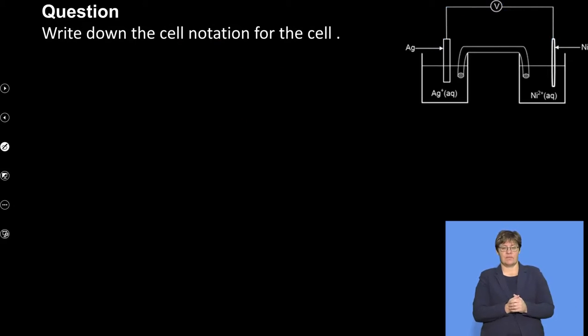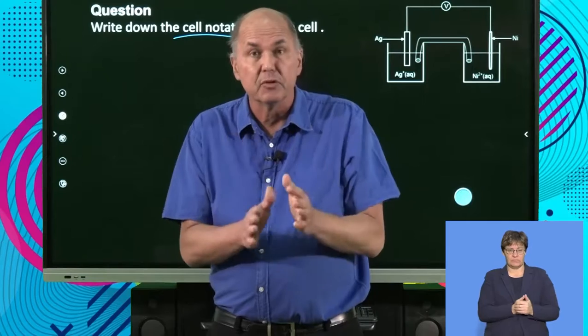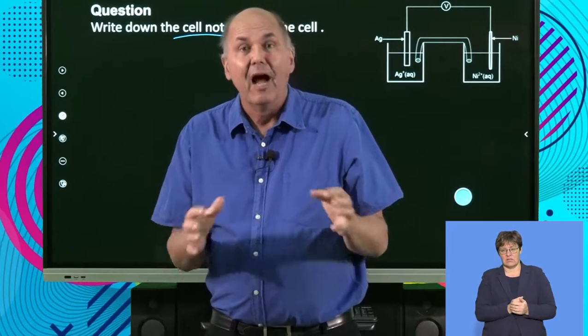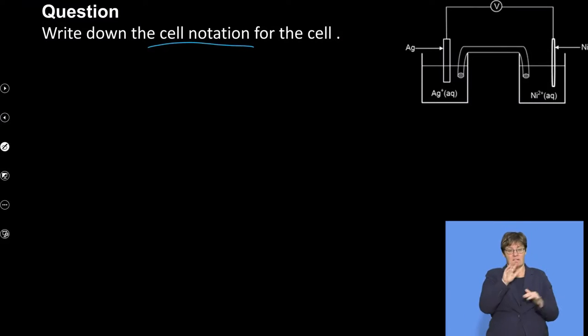Right, moving on. Write down the cell notation for the cell. Now, guys, this is not difficult. It's something that you've got to learn and make sure you stick to the rules. If they say under standard conditions, and they usually do, they want you to indicate the standard conditions as part of the answer. I'm going to put in both the phase indicators and the standard conditions into the answer so that we get it right. So we start with the anode. And we're starting with the electrode, which is nickel, and we're going to say that is a solid.